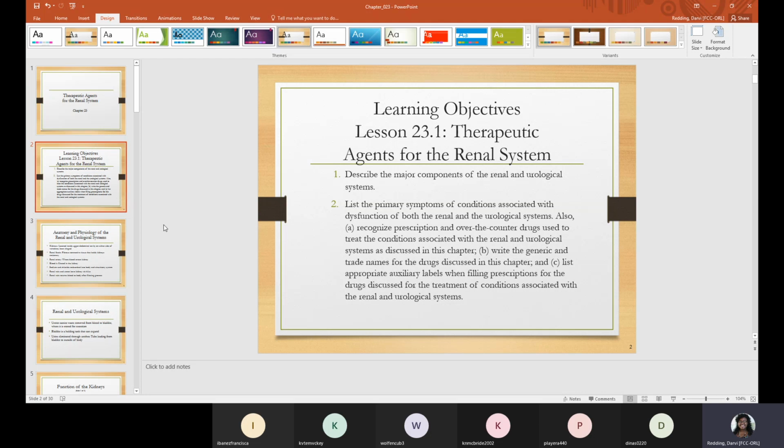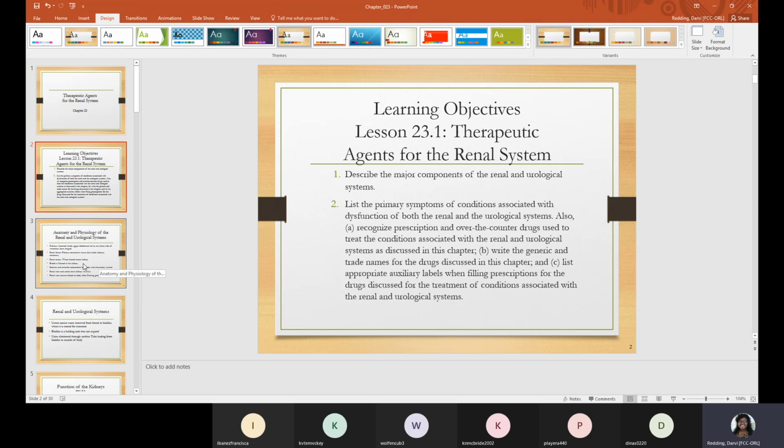By the end of this chapter, you should also be able to write the generic and brand names for the drugs that are discussed, as well as be able to list the appropriate auxiliary labels when filling prescriptions for the medications that are discussed for the treatment of conditions associated with the renal and urological systems.